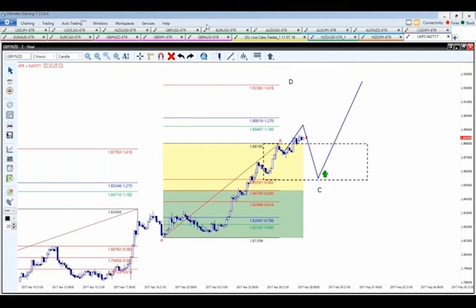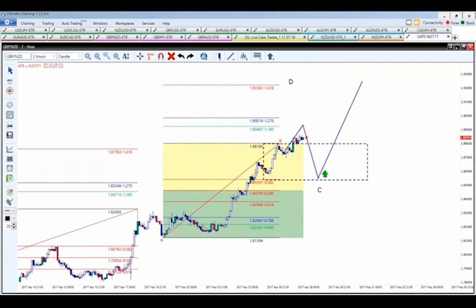Now, for those who wonder, how can we help to determine where to get in? How do we determine where the C point is? Remember I told you about those candlestick formations? Watch this. We can come in here and I can activate the candlestick formation. So you can see right here, the green ones are your bullish candlesticks, your red ones are your bearish candlesticks.